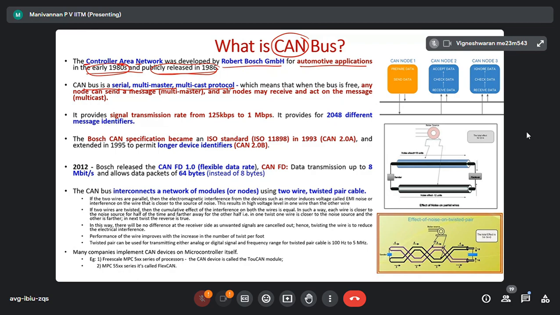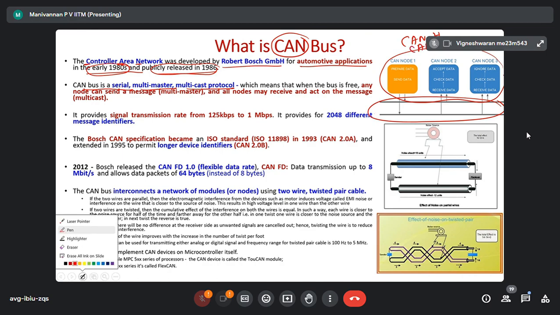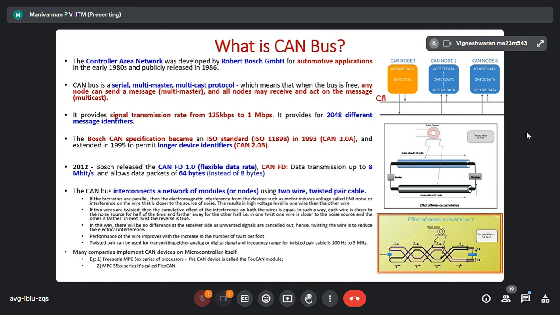If I have, for example, here I'm showing 3 devices. Please see here, this is my CAN bus. CAN bus is nothing but 2 wires, like RX and TX. Here there are CAN H and CAN L. L means low, H means high. These wires can run up to 2-3 meters, whatever length you want.